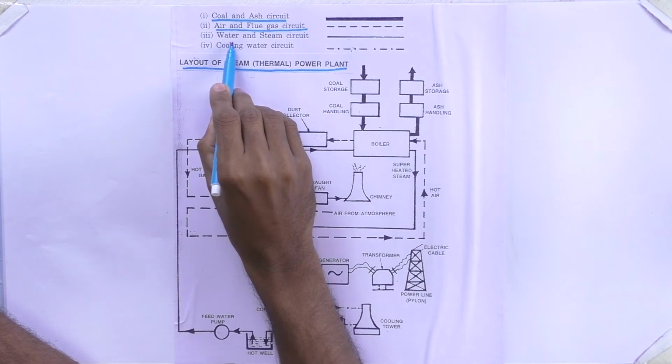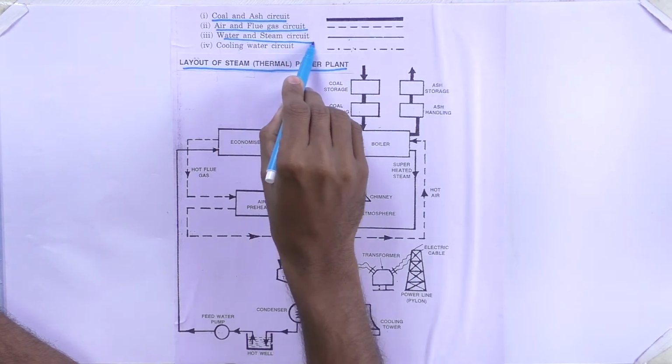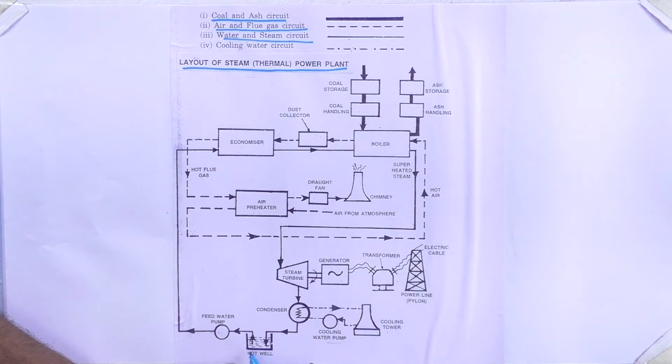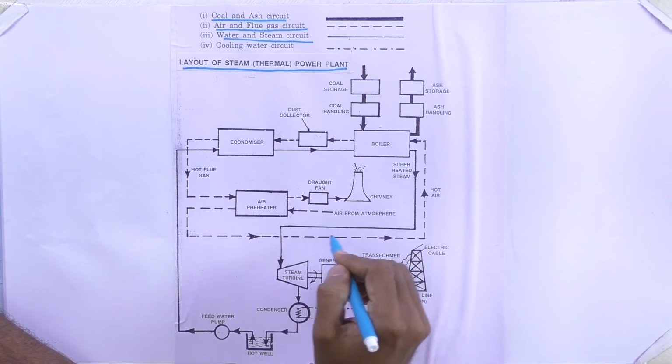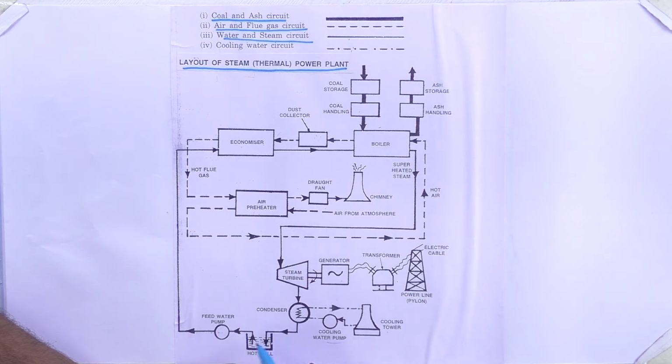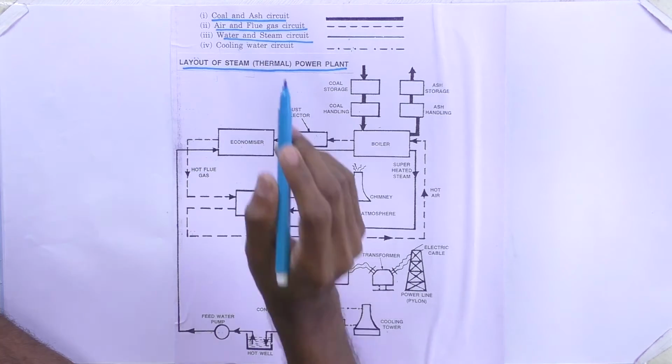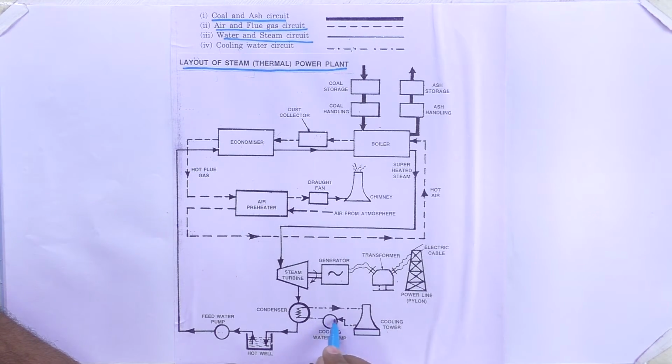And then third one is the water and steam circuit. The water is taken from the hot well, then it passes this way, and then it comes down to the turbine, and then it goes back to the hot well. This is the water and steam circuit. And then the last one is the cooling water circuit. It is covered in this area only.